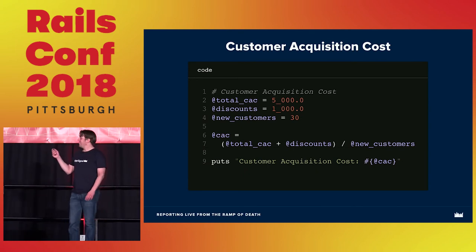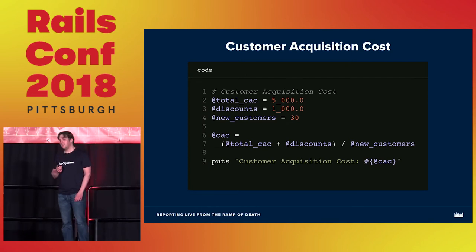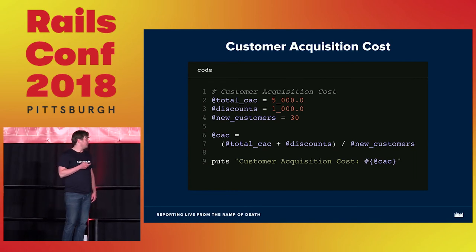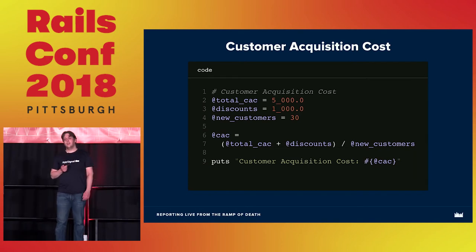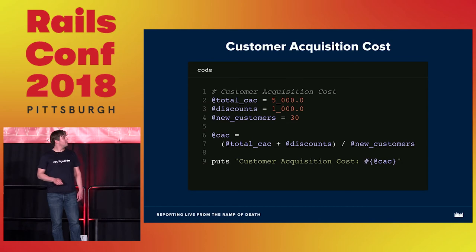So I was really happy that I was still able to slip some Ruby code into this presentation. You'll see the calculation here. In this case, we spent $5,000 on acquisition cost in a given month. We gave $1,000 of discounts. You usually add this to the acquisition costs as well. And then we got 30 new customers. Then you sum up the total acquisition costs plus discounts, and you divide that by the customers, and you end up with a number. So that's the first part in the whole big calculation that we're going to dive into.